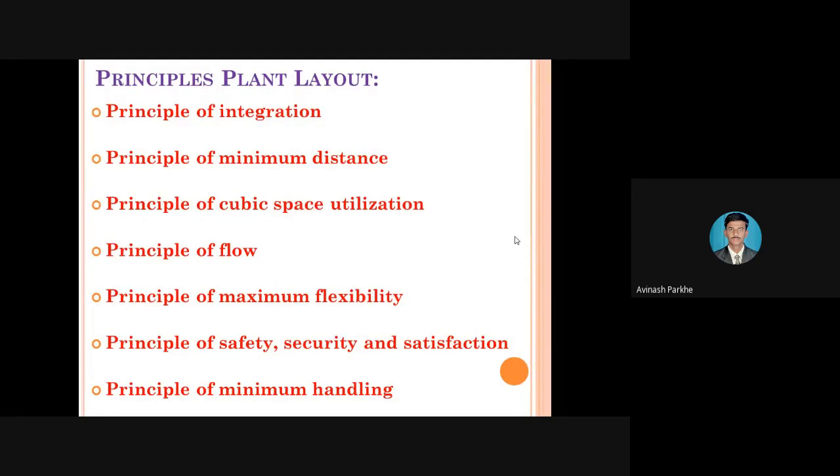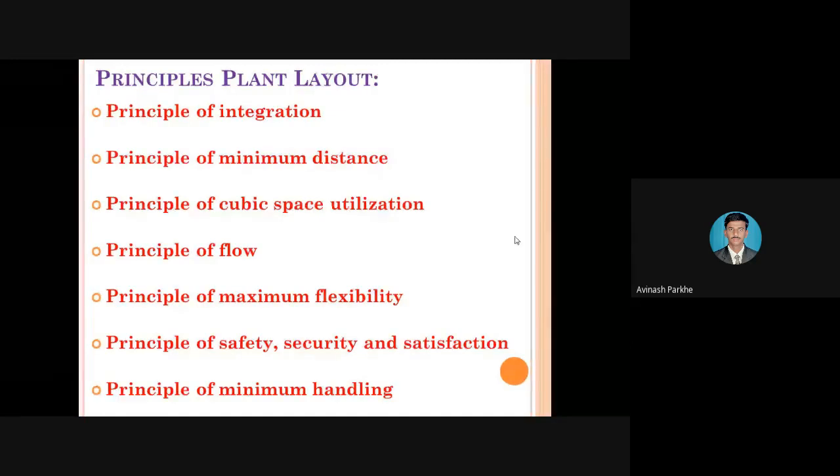Don't use only the right portion of the industry. Don't use only the left portion of the industry. Don't use only the height of that particular industry. You have to make proper utilization of that space in all respects. You have to use all three dimensions: the X direction, the Y direction, and the Z direction. In all the directions, the utilization of the space should take place.